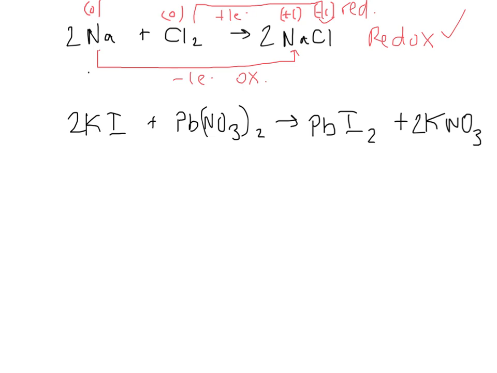So if we look at this next example here, we have potassium iodide and lead nitrate reacting to form lead iodide and potassium nitrate. And we want to decide, hey, is this a redox reaction? Okay, so what we're going to go ahead and do is assign those oxidation numbers. So potassium iodide, potassium is an ion in an ionic compound. Potassium forms +1 charges, so the oxidation number is going to be +1 as well. Iodide is -1 in this situation.